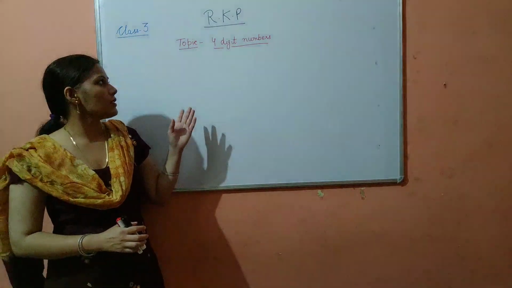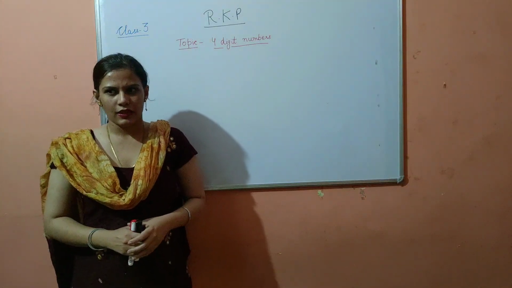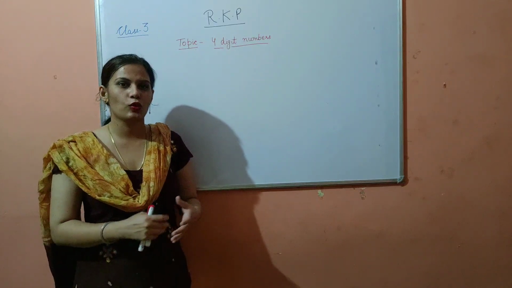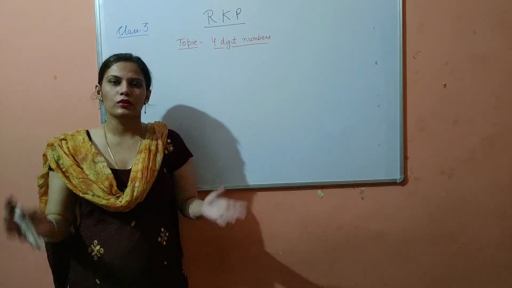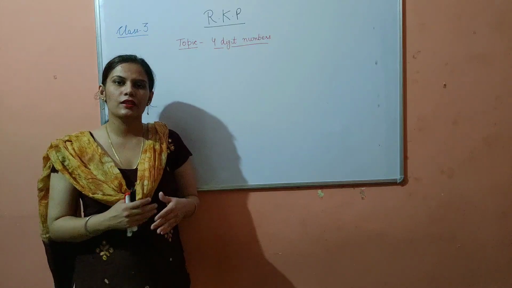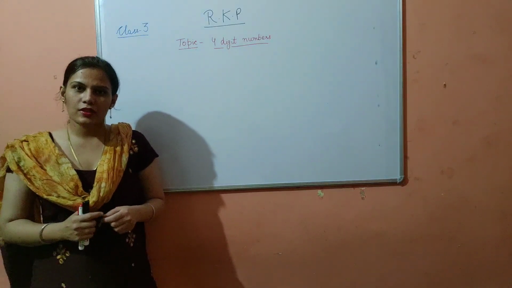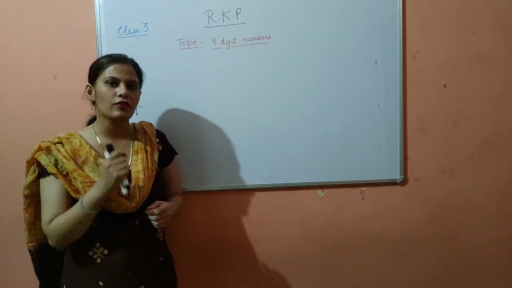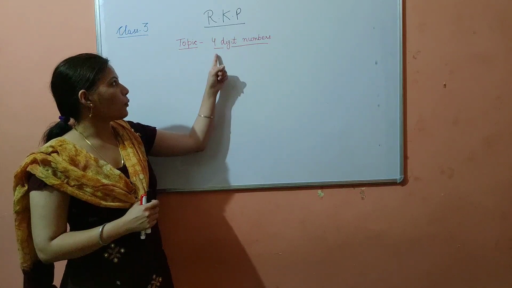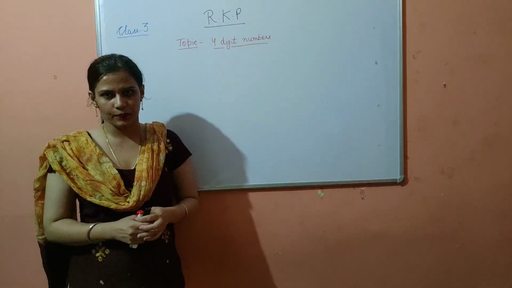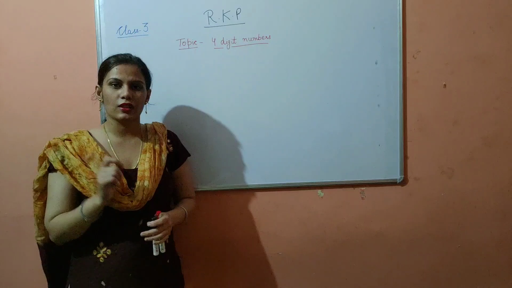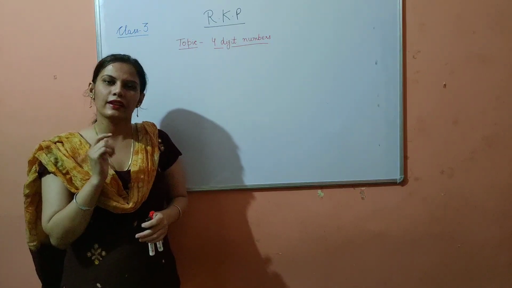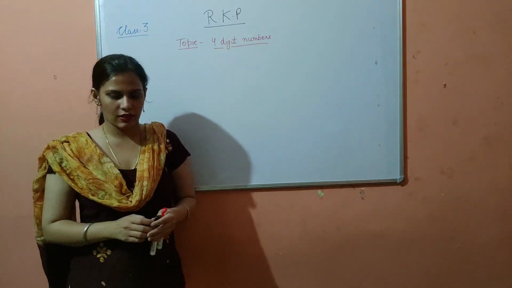Today my topic is 4-digit numbers. You know the numbers we are using in our daily life, like 0, 1, 2, 3 up to infinity. Numbers are made up of digits. In our topic, we will read 4-digit numbers. First of all, we should learn 1-digit, 2-digit, and 3-digit numbers. Then we will come to 4-digit numbers.